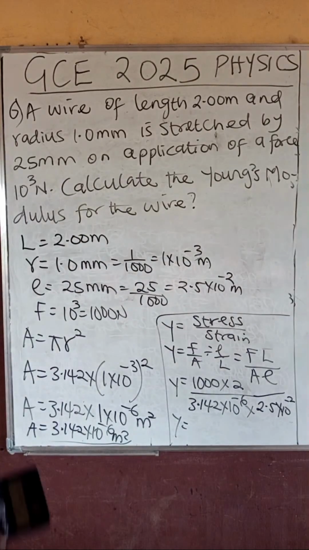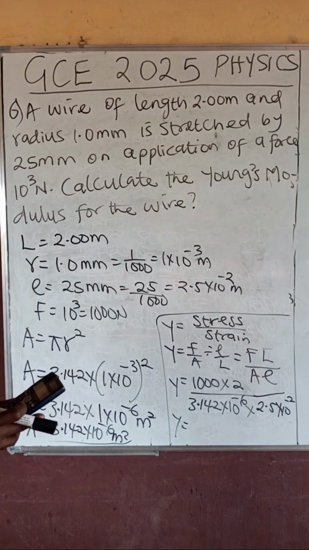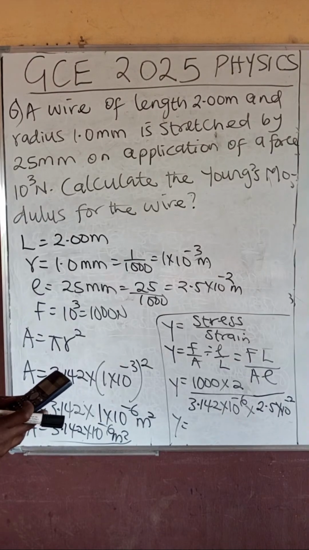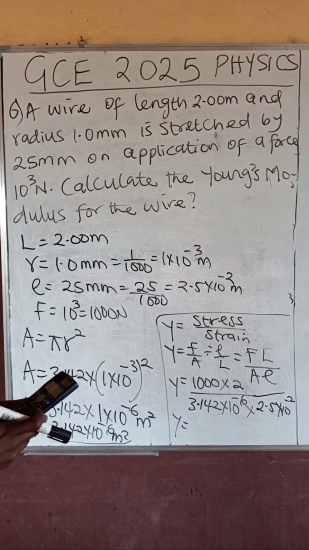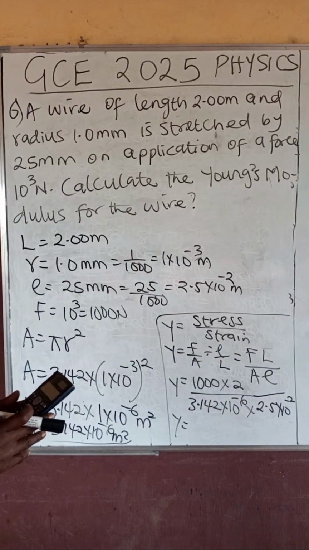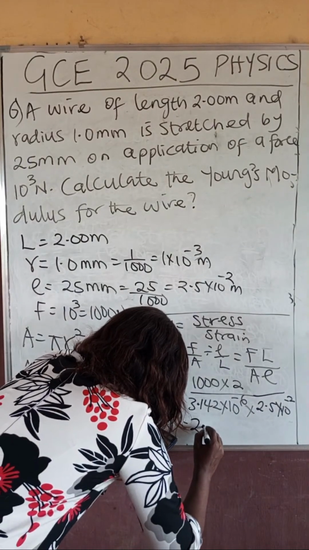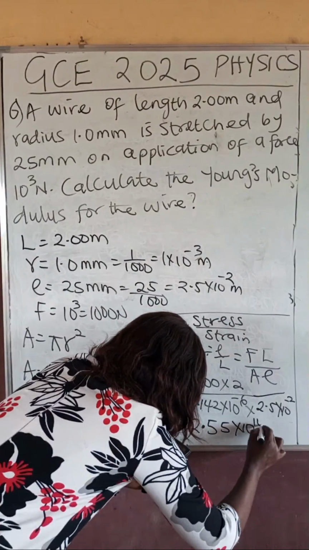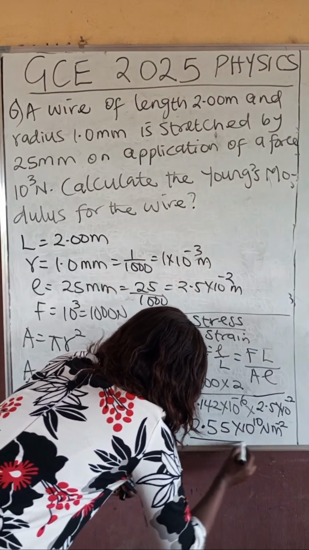Let's work it out and see what we have. Okay. 2000 divided by the answer. So my answer to this question becomes 2.55 times 10 raised to the power 10 newton per meter squared.